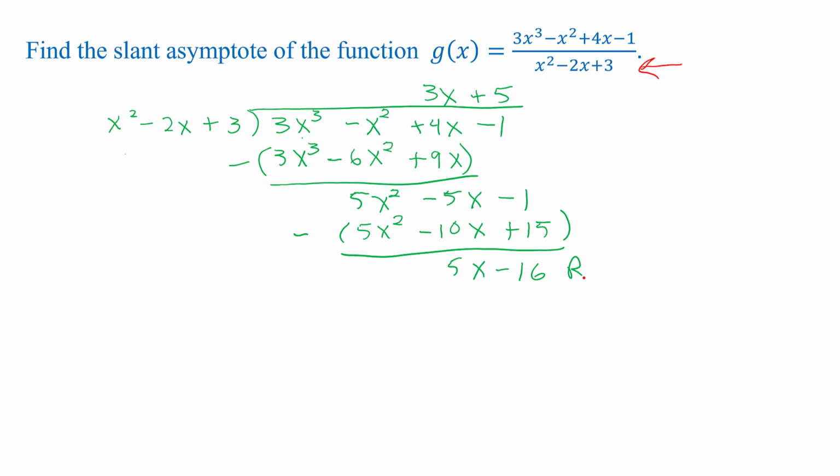This is the remainder, and what's kind of nice about determining slant asymptotes is we can ignore the remainder. All we're interested in is this quotient. And so what I've found is our slant asymptote, which is a line, needs to be written as a line, is y equals 3x plus 5.